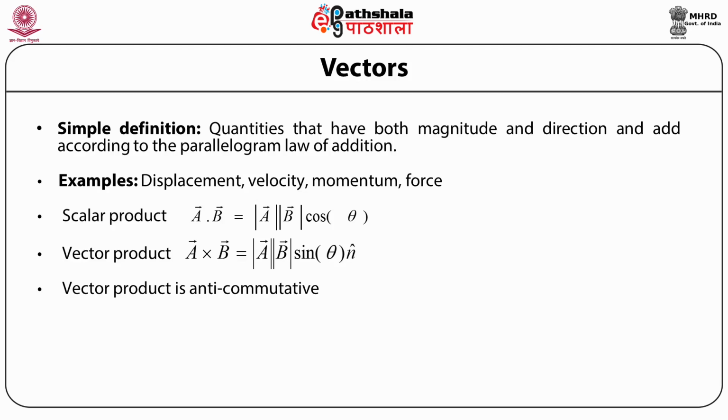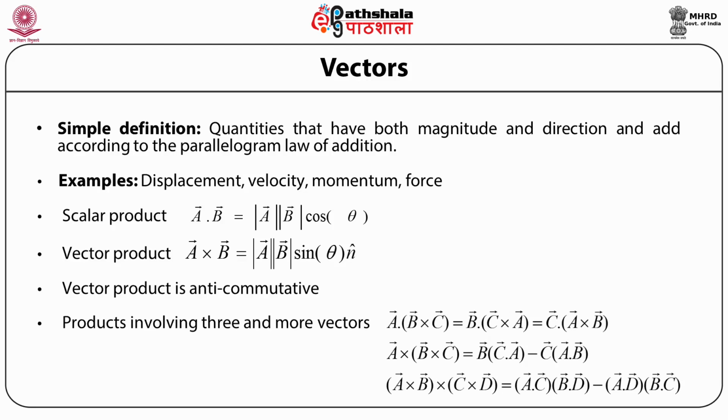However, if we take the cross product of vector B with vector A, then the fingers are first going to be kept in the direction of vector B, and then they are going to be curled towards the direction of vector A. So using that same right hand thumb screw rule, we see that in this case the direction of the thumb gets inverted, and hence one gets a negative sign. So cross product of vector A and vector B plus cross product of vector B and vector A is equal to 0. Now let us look at the product involving 3 or more vectors.